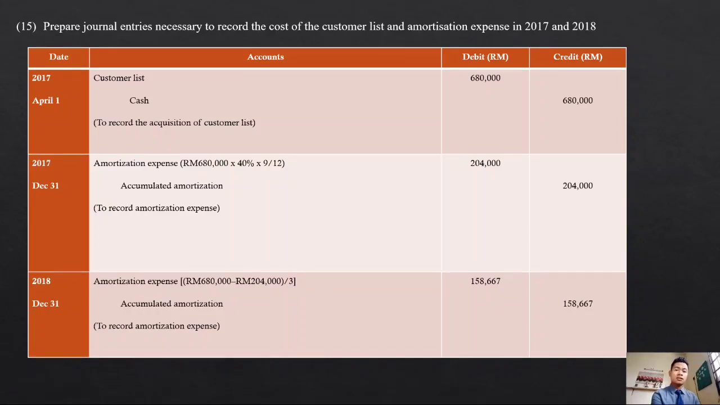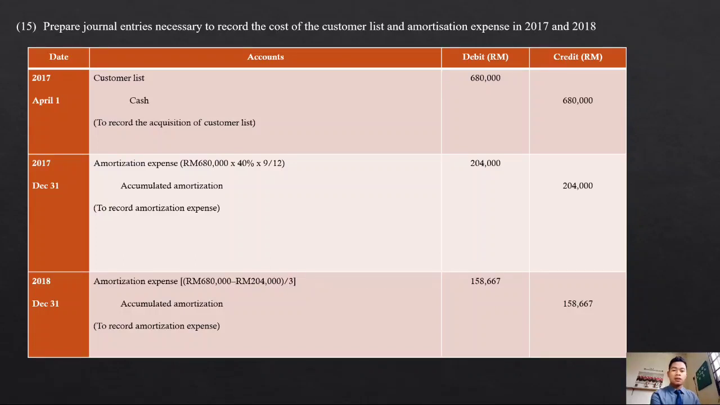Okay, for 1 April 2017, we debit customer list 680,000 and we credit cash 680,000. Also on 31 December 2017, we debit amortization expense. The calculation is RM680,000 multiplied by 40% multiplied by 9 over 12, and the answer we get is 204,000. And we credit accumulated amortization with the same amount, 204,000.